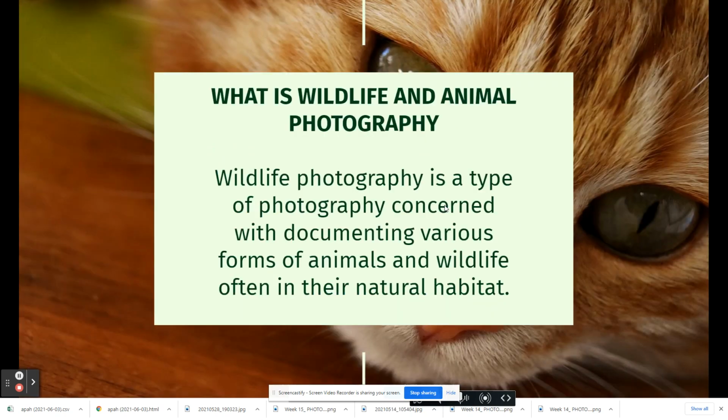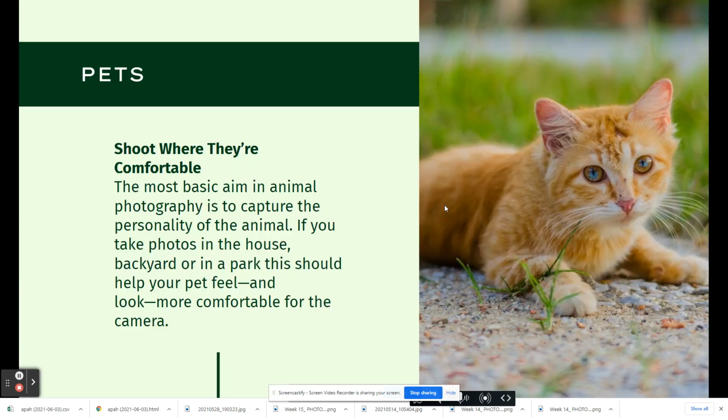So what is wildlife and animal photography? It's basically a type of photography concerned with documenting different forms of animals and wildlife, often in their natural habitat, or if it's a pet, maybe at home, right? So let's go through some tips. If you have a pet, this project this week is for you. It's a perfect and ideal situation. If you don't, don't worry, I'll talk about that in a minute.